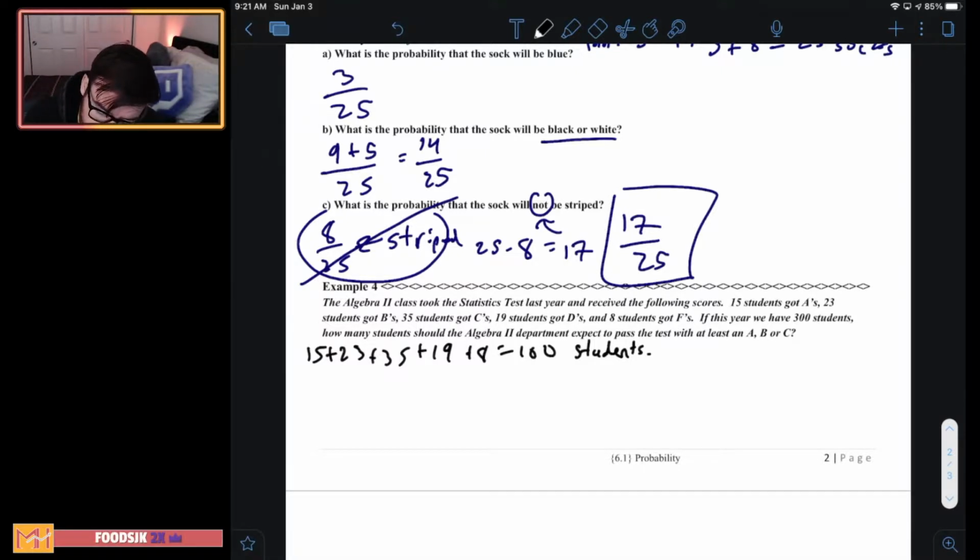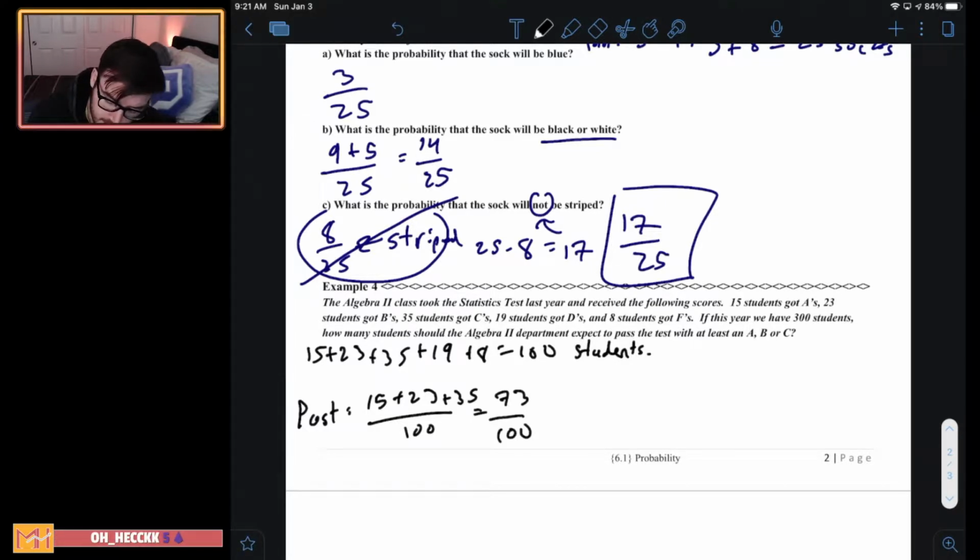Nothing weird there. So if this year we have 300 students, how many students should the Algebra 2 department expect to pass with an A, B, or C? Well, in the past, what did we have? We had 15 with A's, 23 with B's, and 35 with C's out of the 100. So in the past, we had 23 plus 35 plus 15. I did it ahead of time. It's 73. So if 73 students passed out of 100, how many do we expect to pass out of 300?